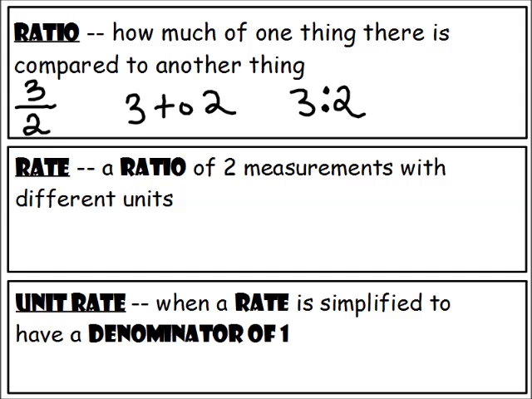Notice in this example that 3 and 2 both represent cups, and therefore it is not necessary for us to list the unit. A rate, on the other hand, is a ratio of 2 measurements with different units, and in this case we will need to list the units. For example, if you have $5 for 2 cupcakes, you would list the $5 and 2 cupcakes.